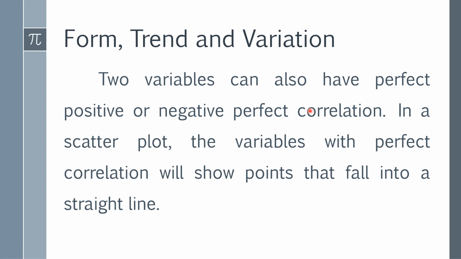Two variables can also have perfect positive or perfect negative correlation. In a scatter plot, the variables with perfect correlation will show points that fall into a straight line. It means the points on the scatter plot fall exactly on a straight line.